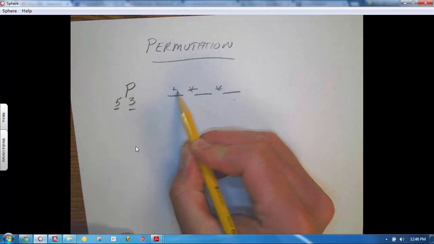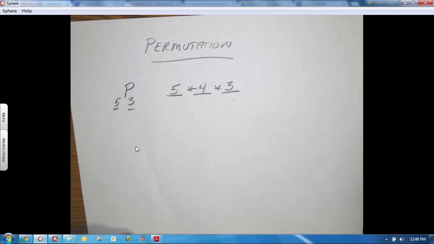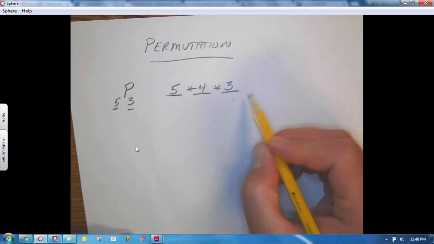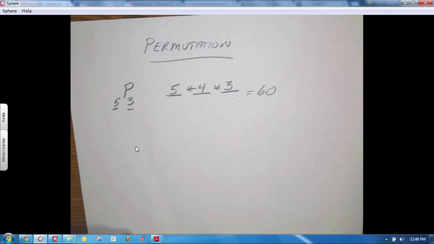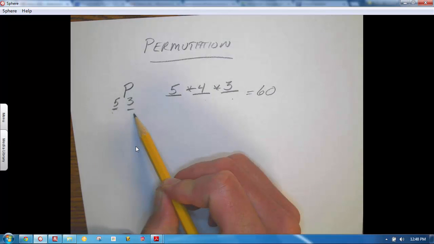So we start at the top with 5 times 4 times 3, and that's it, because we only have 3 spots available. So 5 times 4 is 20, and 20 times 3 is 60. So there are 60 possible ways to arrange 5 bears on a shelf that has room for 3 of them.